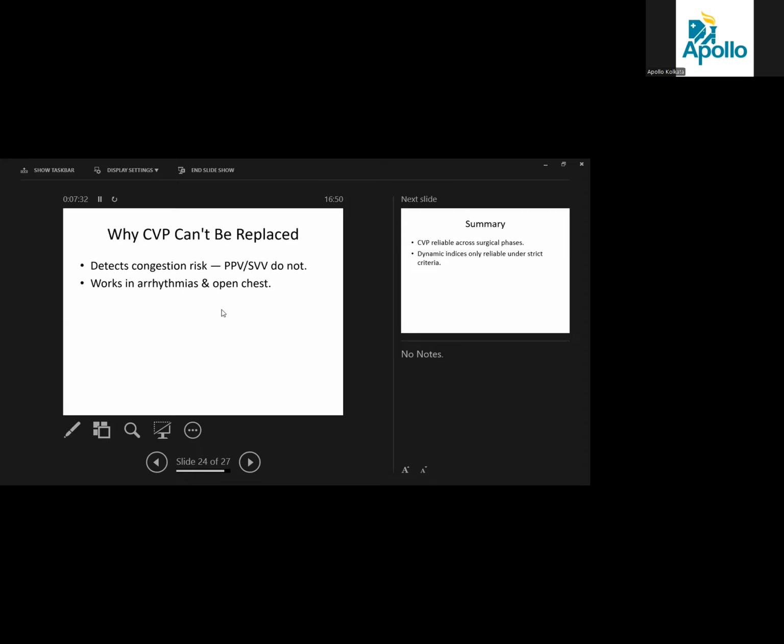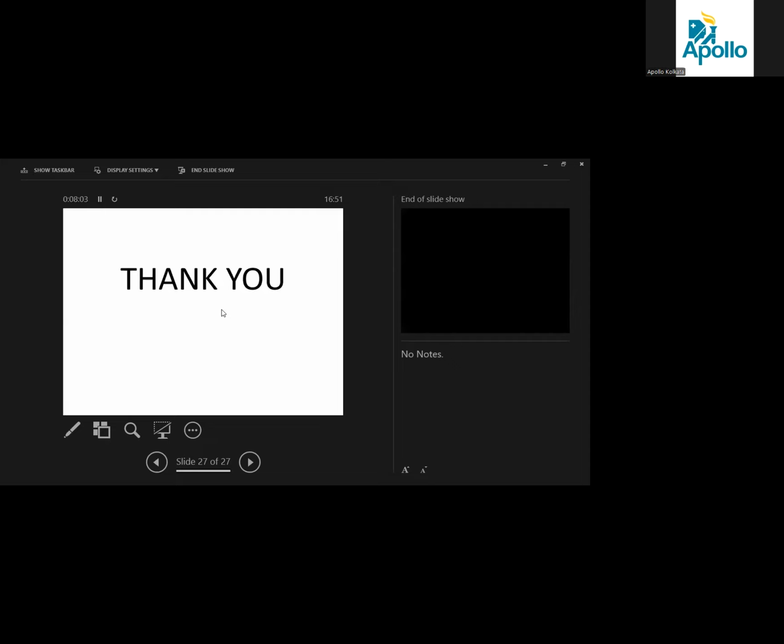Now, why can't CVP be replaced? Because it detects the congestion risk, and the pulse pressure variation and stroke volume variations do not. It works in patients with cardiac arrhythmias and in open chest conditions. Summary: CVP is reliable across surgical phases, whereas dynamic indices only work under strict criteria. So, integration and not replacement is the key. CVP still remains essential for safe decisions.